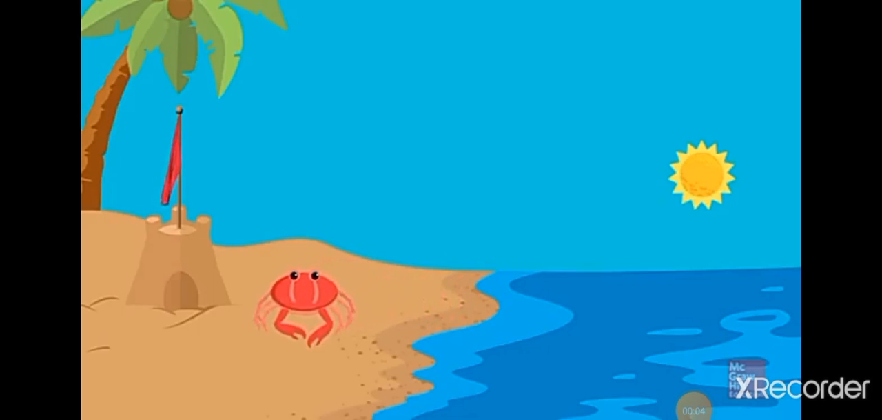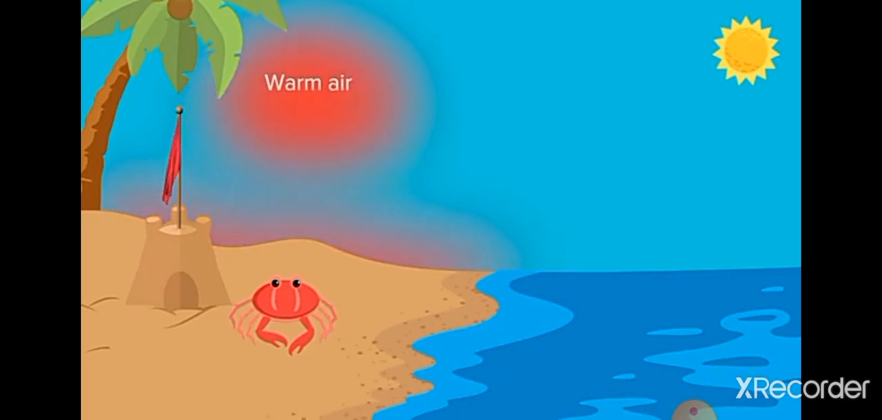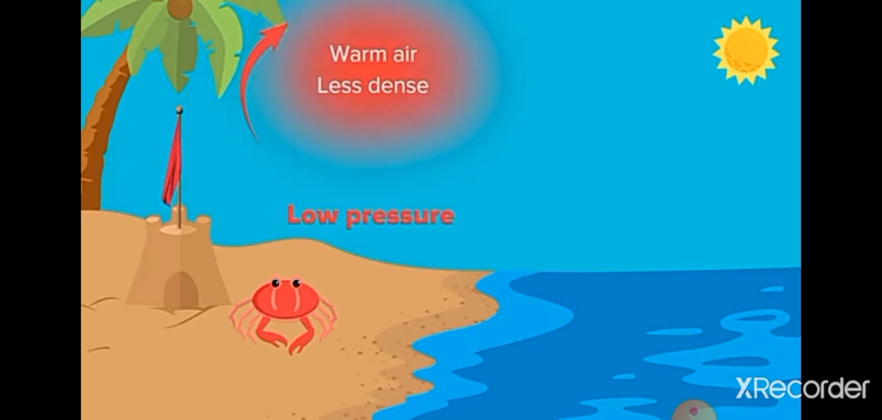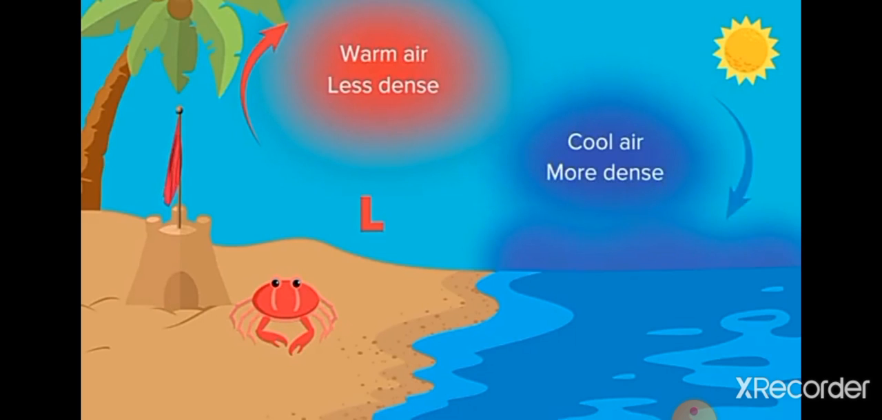It's a sunny day at the beach. As the sun rises, the land warms up faster than the water does. This causes the air above the land to also warm up. Warm air, being less dense, expands and rises, leaving an area of low pressure. Meanwhile, the air over the ocean is cooler. Cooler, denser air sinks over the water, creating an area of high pressure.